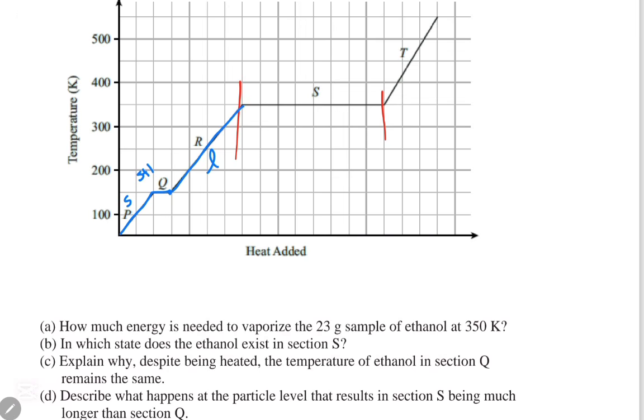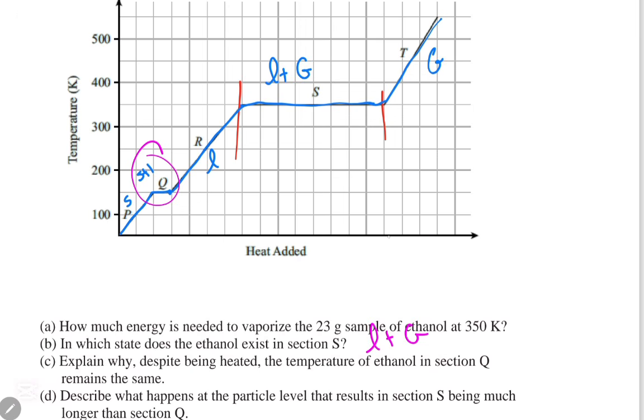When it starts increasing, it's only a liquid, and the temperature is increasing slowly. And then here, what is it? It's a liquid and a gas. And then once it reaches here, it becomes a gas, and the temperature keeps on increasing, right? So if they're telling us about section S, it would be a liquid plus a gas. They said, explain why despite being heated, the temperature of ethanol in section Q stays the same or remains the same.